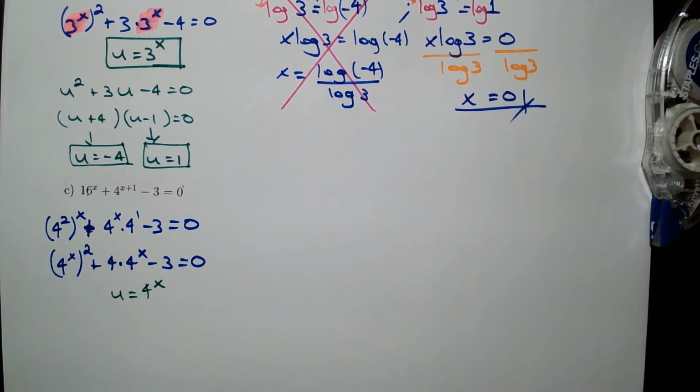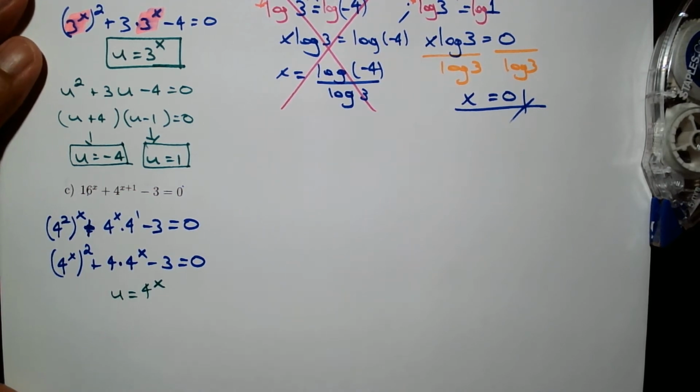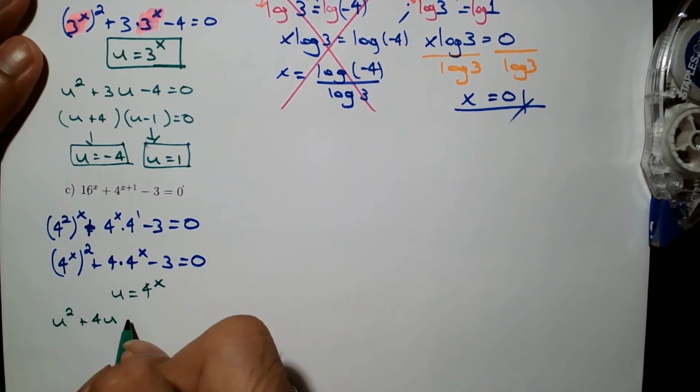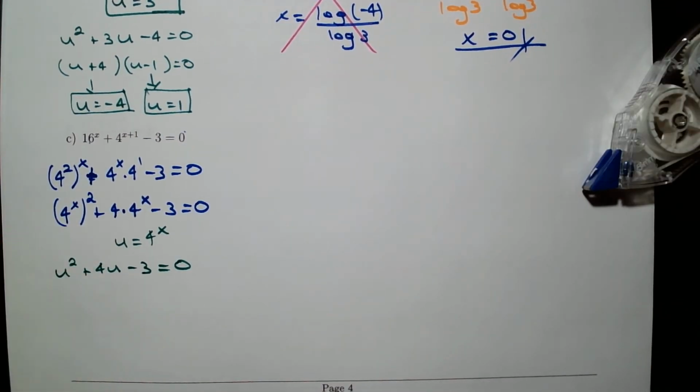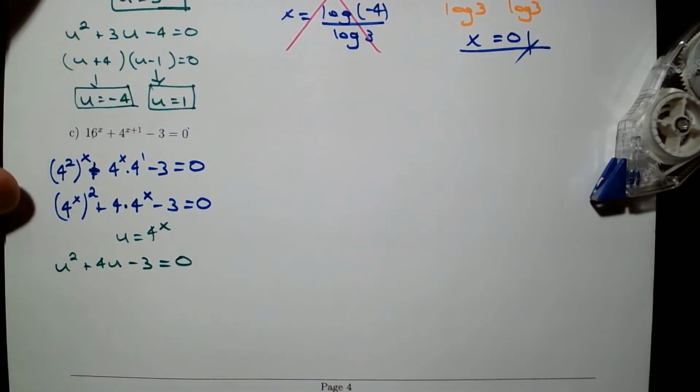So let's see, what are we going to obtain here? I'm going to rewrite this equation as u squared plus 4u minus 3 equals 0. Solving this equation for u, if we try to solve this by factoring, it's not going to work because there are no factors of negative 3 that add up to 4. So unfortunately, we'll have to resort to other kinds of methods. In particular, a method that comes to my mind is using the quadratic formula.